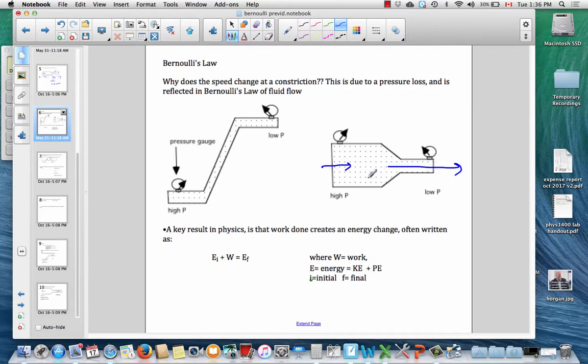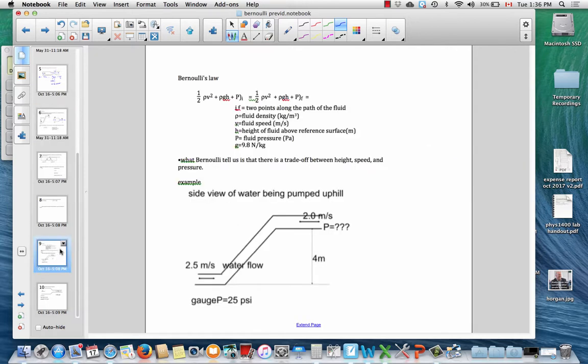So Bernoulli's law governs this. And so what it tells us is, now to flip back ahead to the conclusion, there's a few pages of proof there that we'll do in class. It tells us that the quantity half rho v squared plus rho g h plus pressure is a constant.